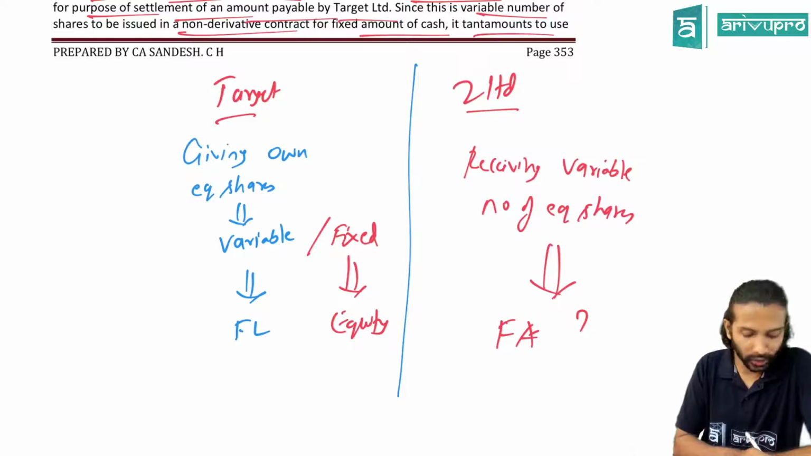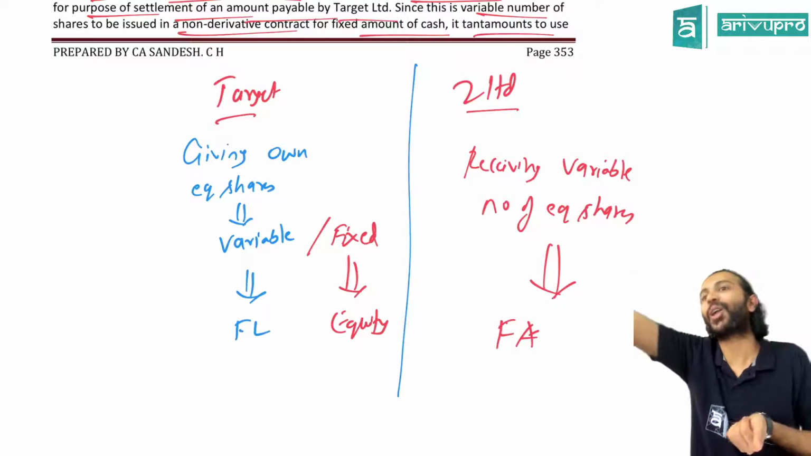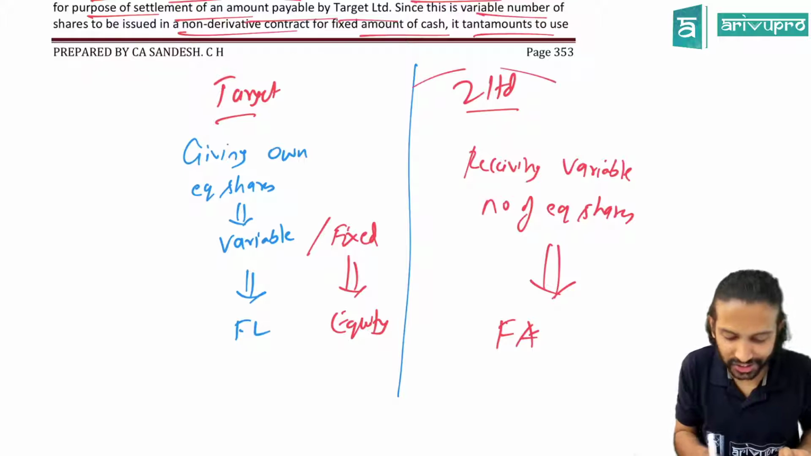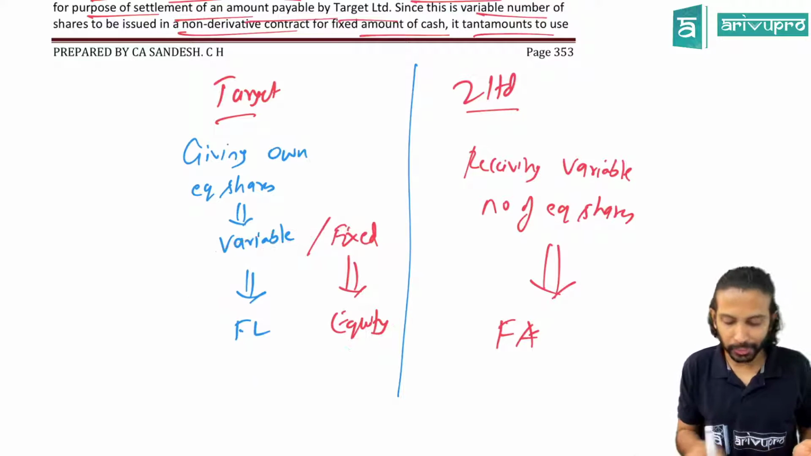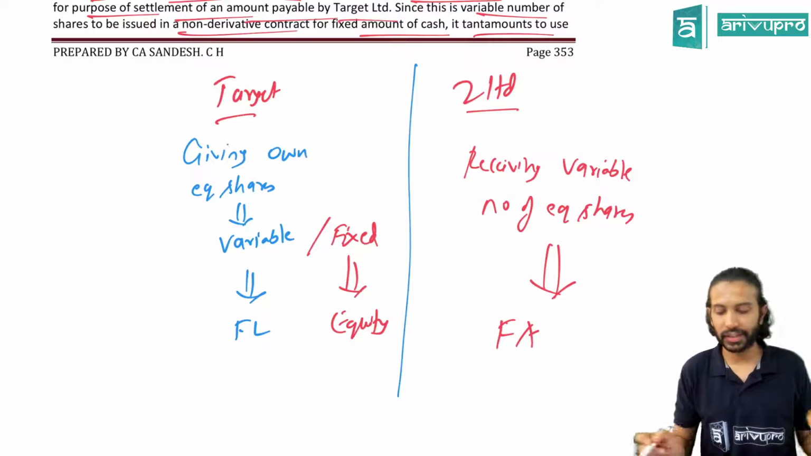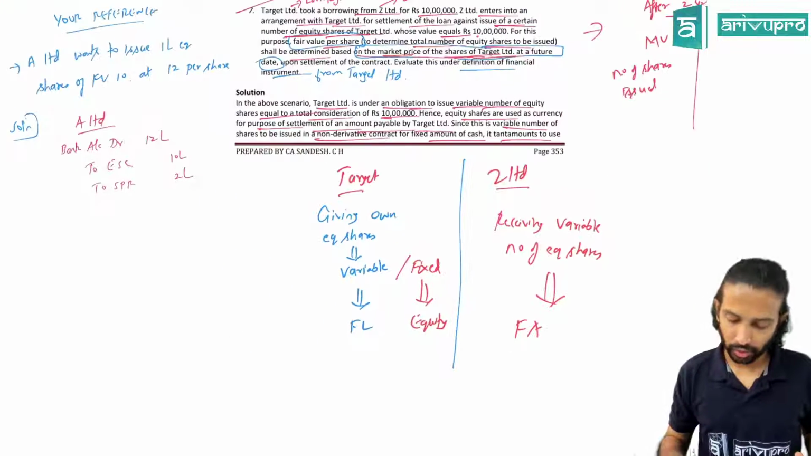Don't be misled by the words own equity instrument. They are not receiving their own equity instruments. Somebody is giving their own equity instruments, which we are receiving. Here own instrument means Target's instruments received by Z. For Target it will be either a financial liability or equity. For the other company it will be a financial asset. Even though it is a variable number of equity shares, it will still be classified as a financial asset. That is what they are wanting to say there. Now coming back to equity.